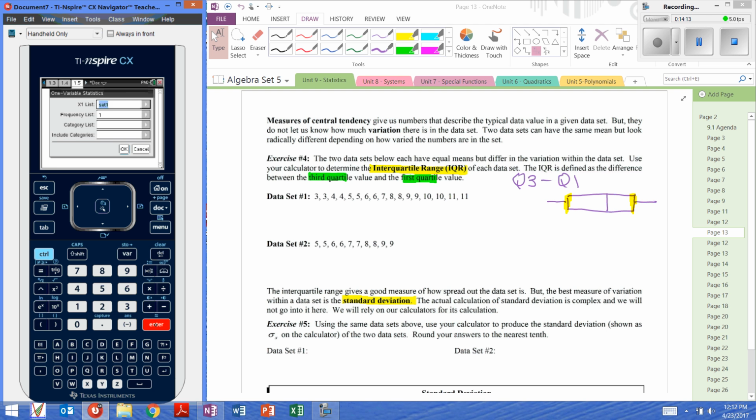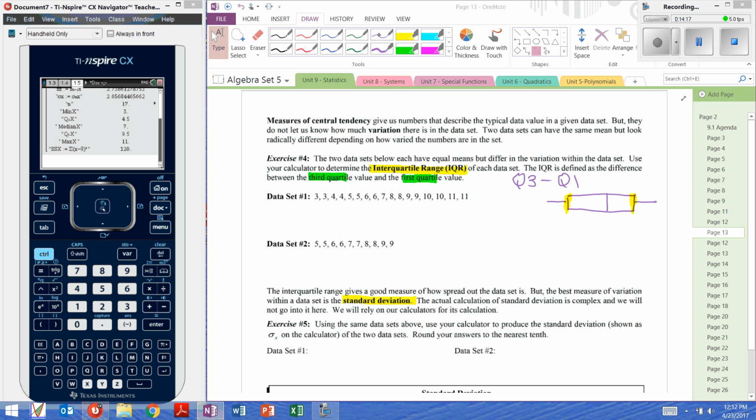That's what I had it labeled as, and then just push enter. So did they give us the 3rd quartile and the 1st quartile? They sure did. My 3rd quartile is 9.5, and my 1st quartile is 4.5. To get the IQR, we just subtract 9.5 minus 4.5, which gives us 5.